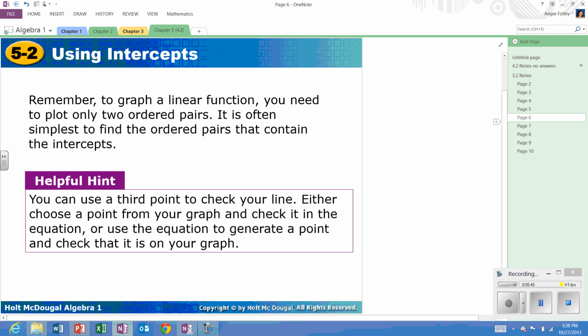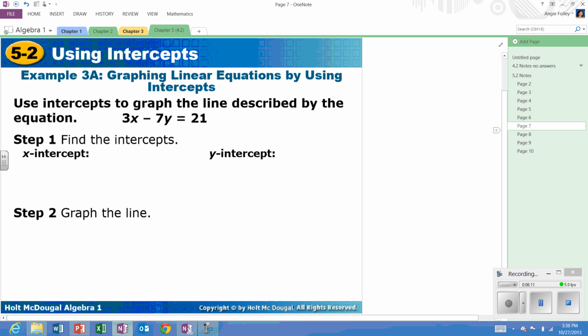Remember, to graph a linear function, all you need is to plot 2 points and connect them. It's often simplest to find the ordered pairs that contain the x and y intercepts because you can plot them and connect them. It is helpful to find a third point to check your line. Either choose a point from your graph and check it in the equation, or use the equation to make up a point and make sure it's on your line. So that's how you check that it works.